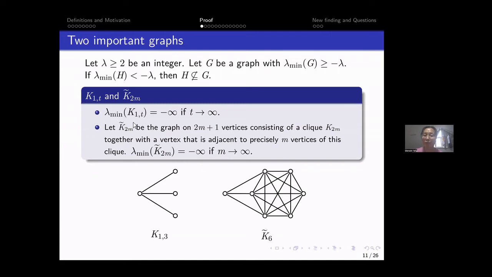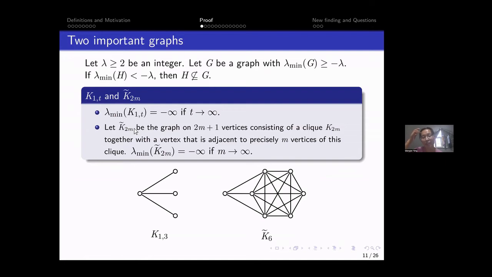Maybe we can do it by ourselves to show that the smallest eigenvalue of K_{1,t} is minus square root of t. And if t goes to infinity, this graph has the smallest eigenvalue going to minus infinity. This is the first graph whose smallest eigenvalue can be as small as possible if t is large enough. And the second graph is not common.